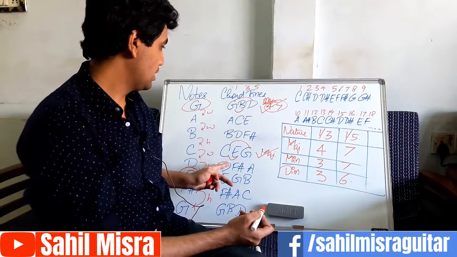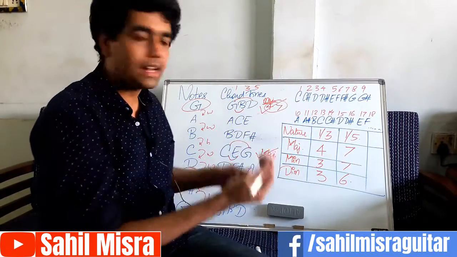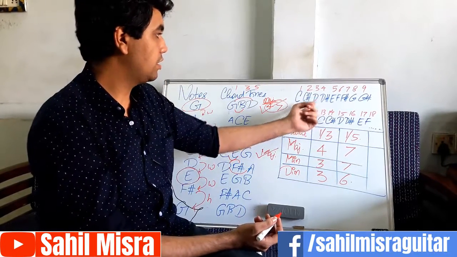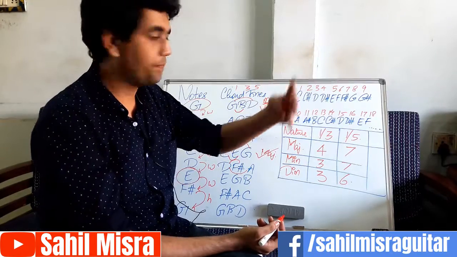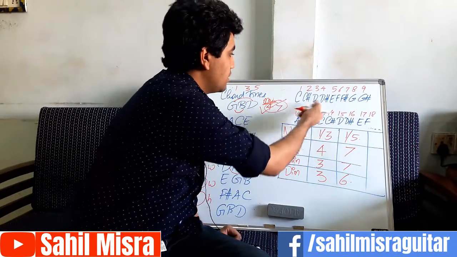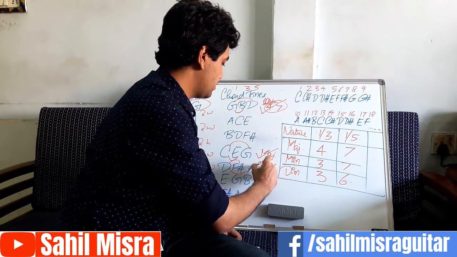The next chord, D, F sharp, A. I'll quickly calculate the same for you. D and F sharp, again 4, so this itself proves it. And D and A is 3 and 10, so 7. So this is major as well.